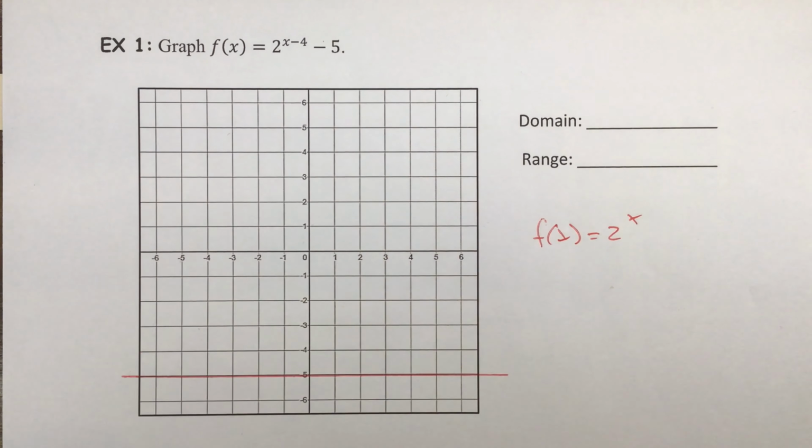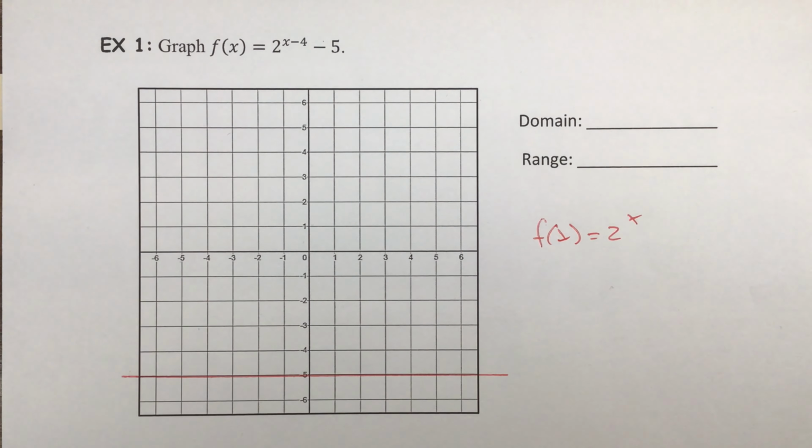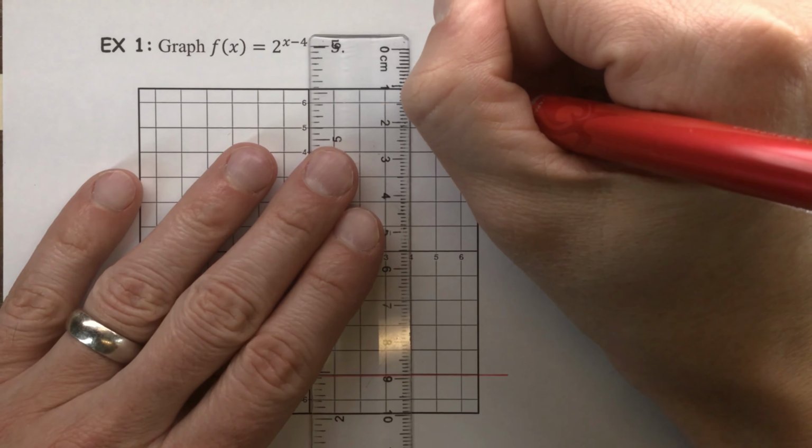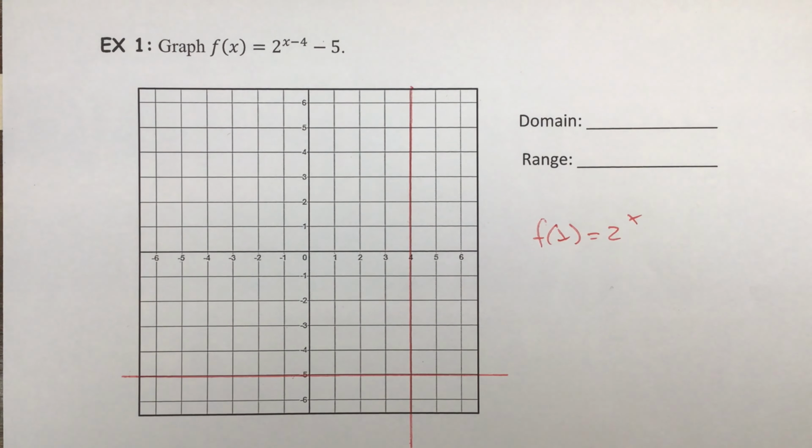The x minus 4 is going to shift the graph 4 units to the right. It's going to move in the positive direction. Okay, so I'm going to draw a vertical line here. It is not an asymptote, but what it's going to represent is the y-axis in a different position. Okay, so again, that is not a vertical asymptote, but this is going to be a horizontal asymptote.